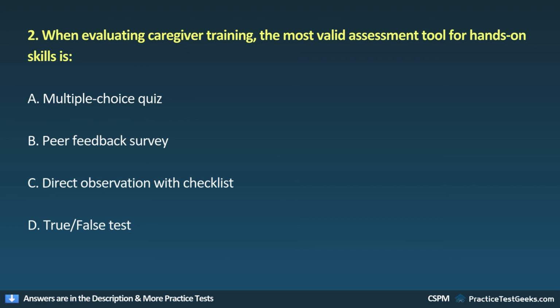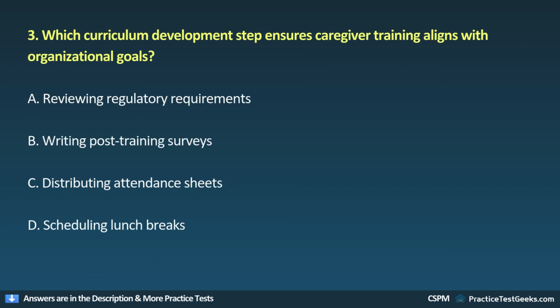2. When evaluating caregiver training, the most valid assessment tool for hands-on skills is A. Multiple choice quiz. B. Peer feedback survey. C. Direct observation with checklist. D. True-false test.